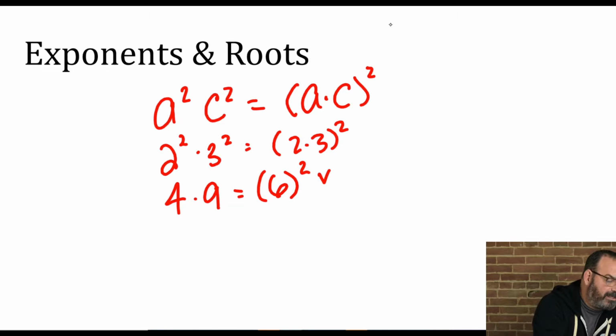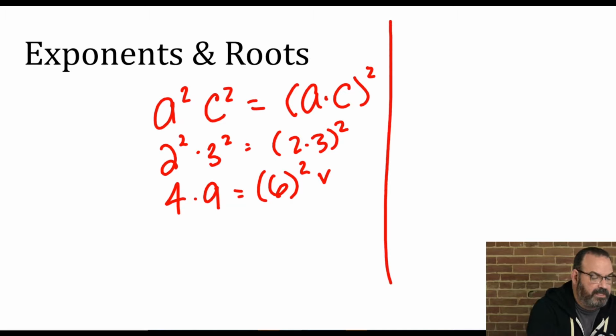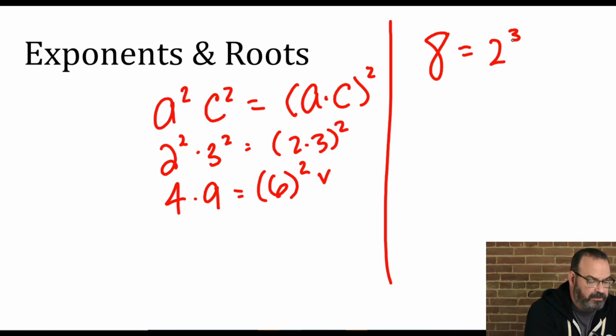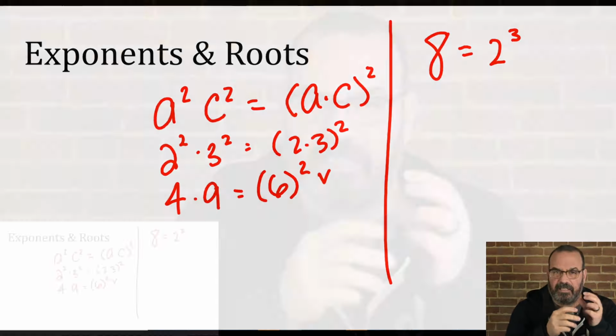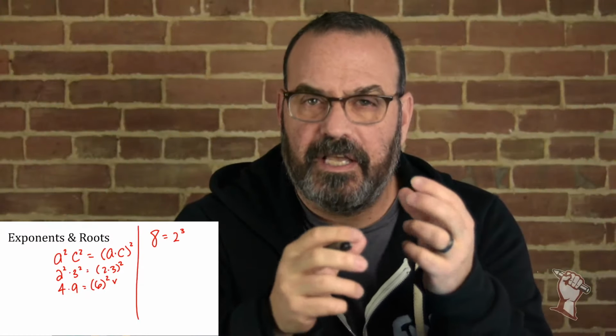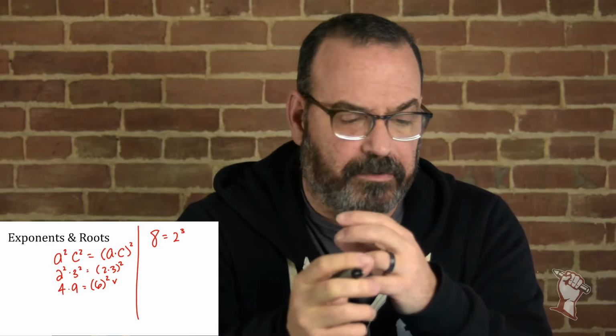Their favorite thing that they like to do in exponents is switch around bases. So 8 is equal to 2 cubed. So if you ever see anything where there are two different bases, notice if they are powers of each other.